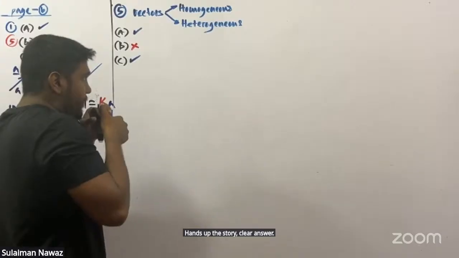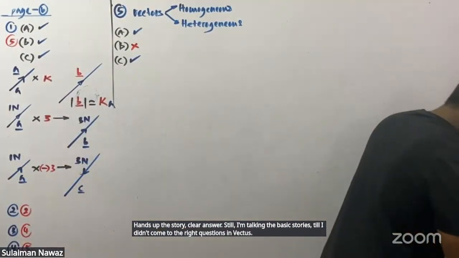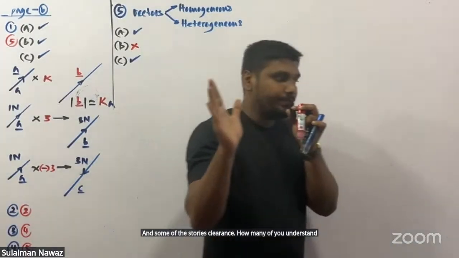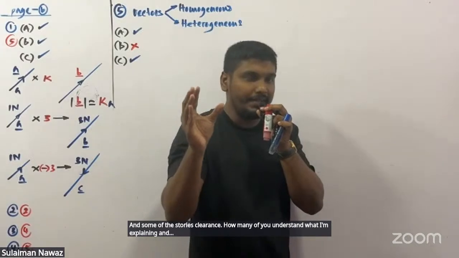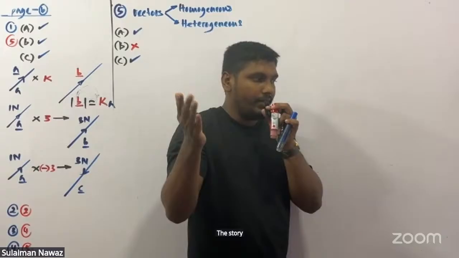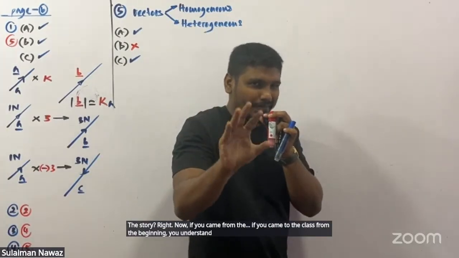Hands up, is this story clear? Still, I'm talking about the basic stories. I haven't come to the real questions in vectors yet. How many of you understand what I'm explaining? Hands up. Now, if you came to the class from the beginning, you understand. If not, you don't understand.